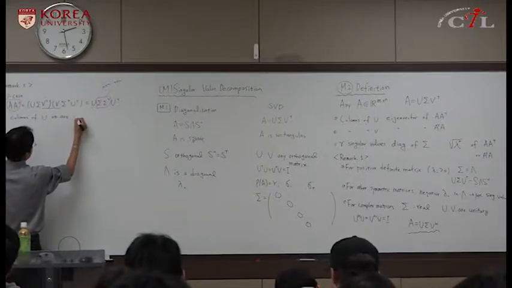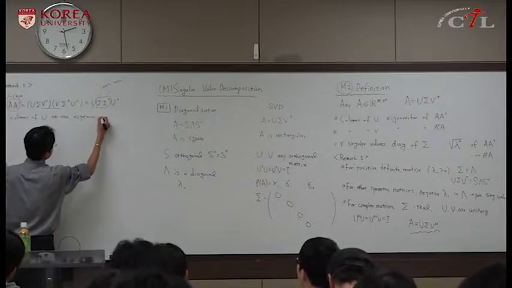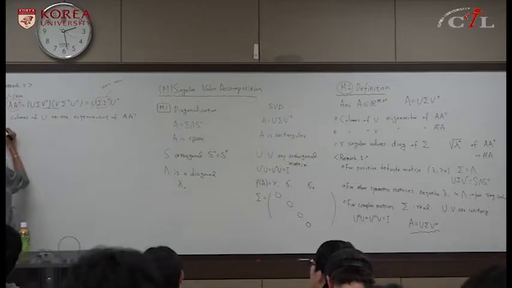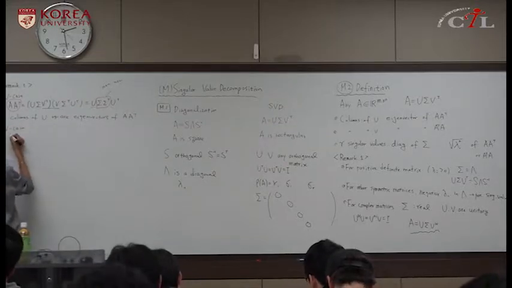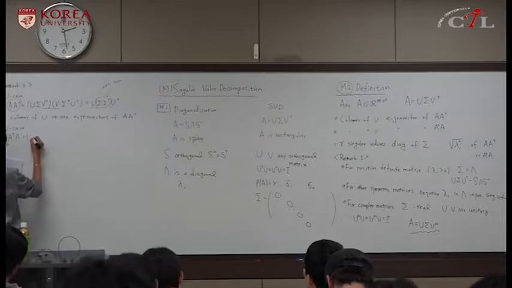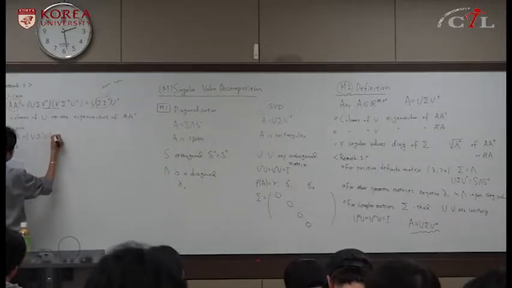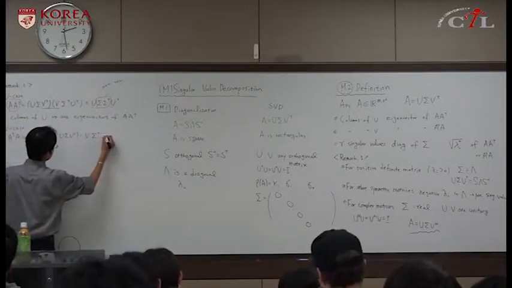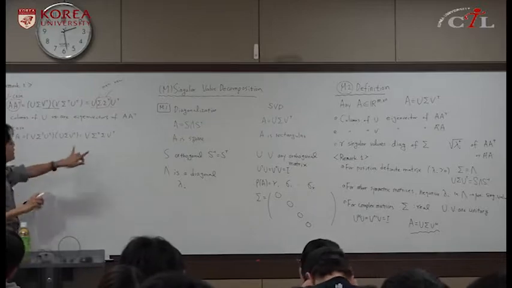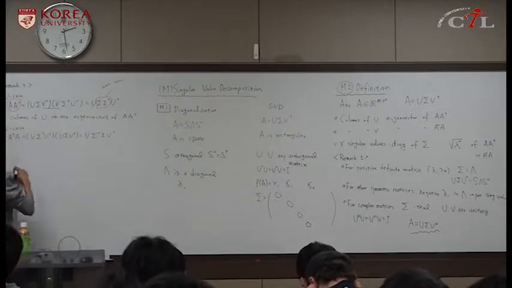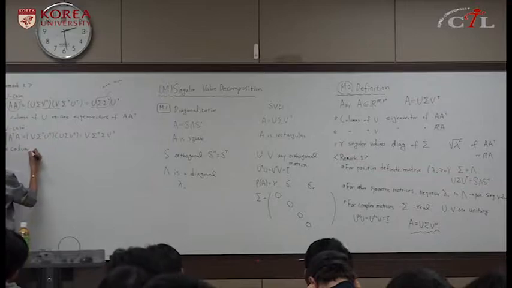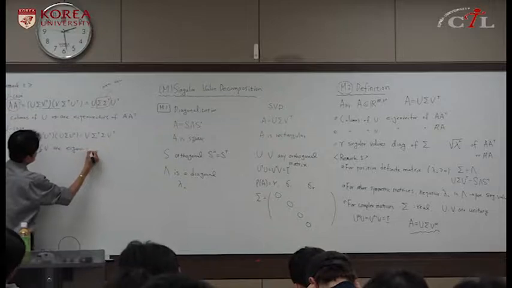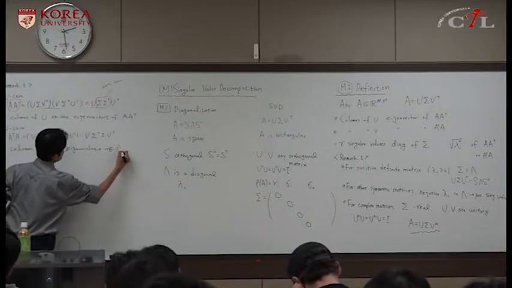Similarly, in the V case, if we do A transpose A, then V sigma transpose U transpose times U sigma V transpose, which is V sigma transpose sigma V transpose, still the diagonal form. So you may say the columns of V are eigenvectors of A transpose A.